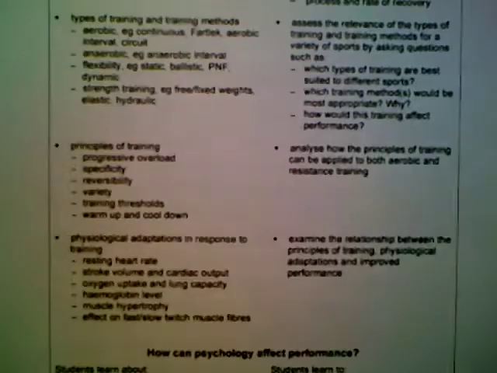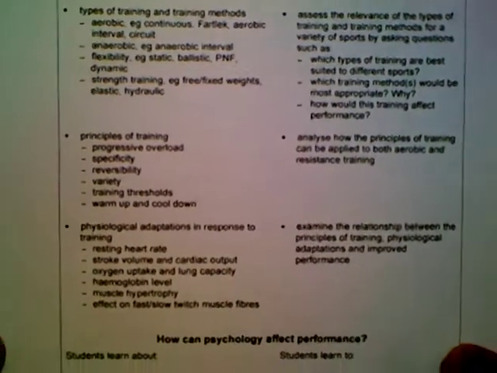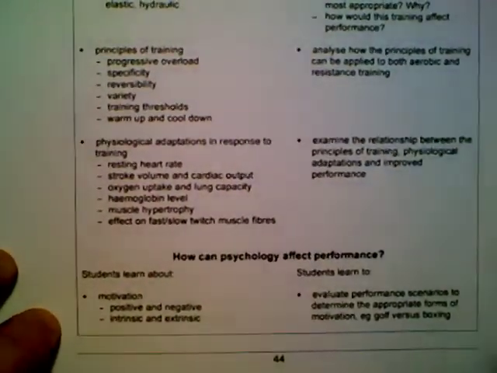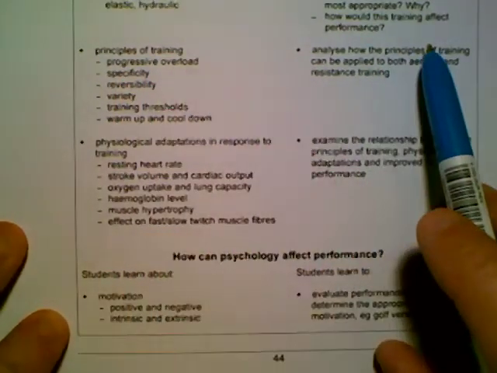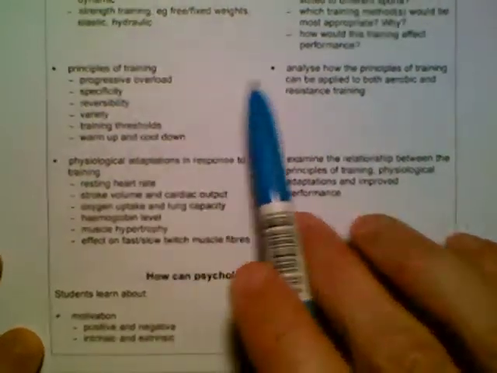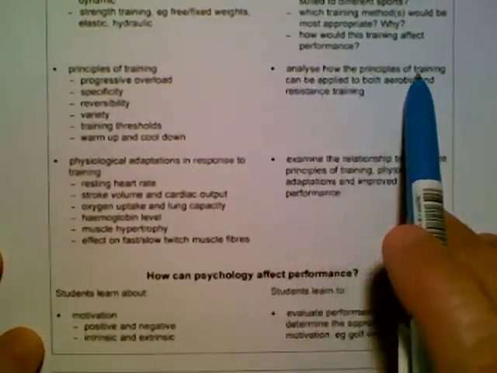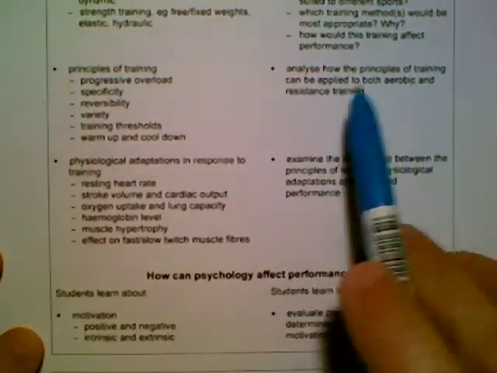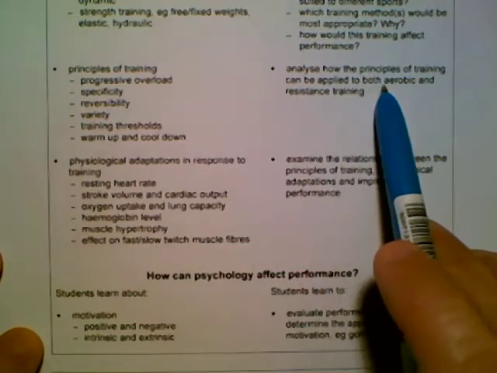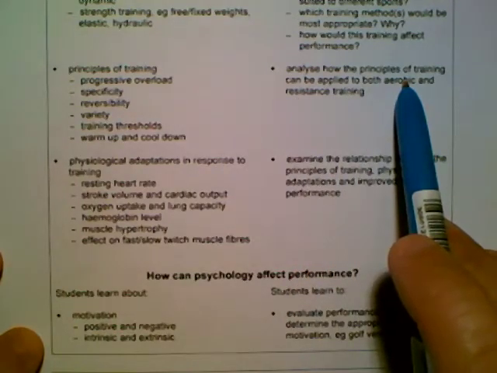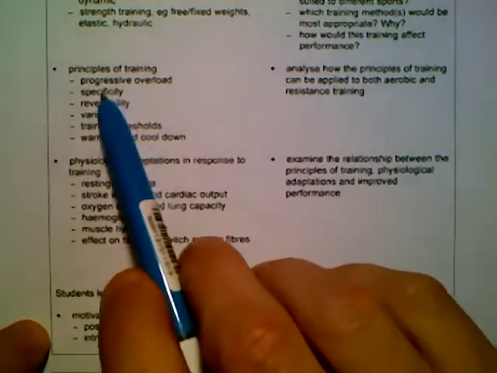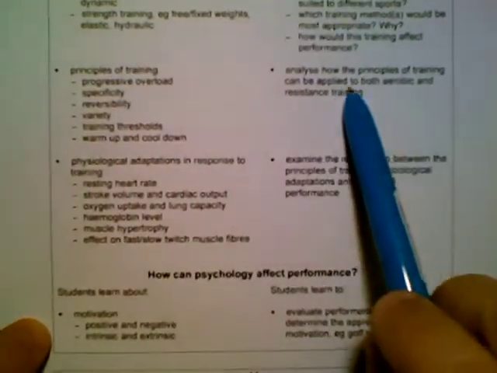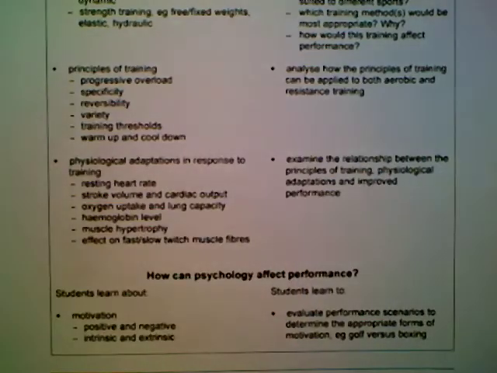First of all, we'll go to the syllabus area, and you'll notice here, principles of training, first one being progressive overload. On this side of the page it says what we've got to learn about. The Learn To states, analyse how the principles of training can be applied to both aerobic and resistance training. In this case, we're looking at aerobic training. It doesn't ask anything about weight training. We need to talk about how progressive overload can be applied to aerobic training.